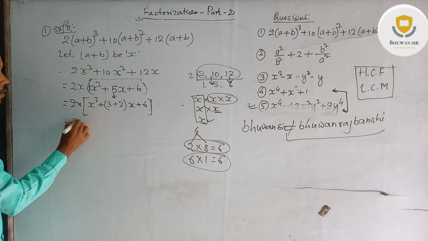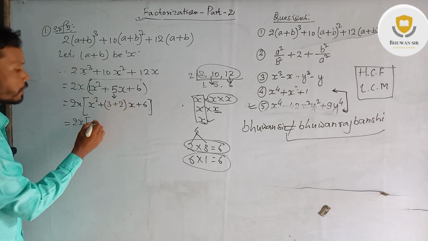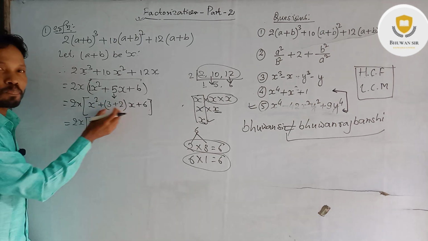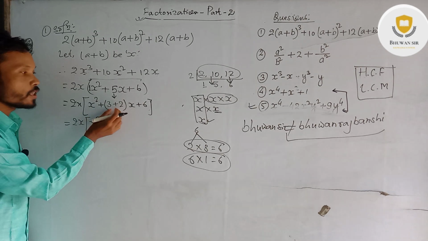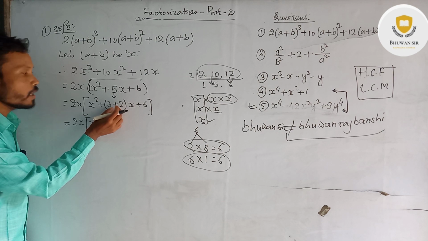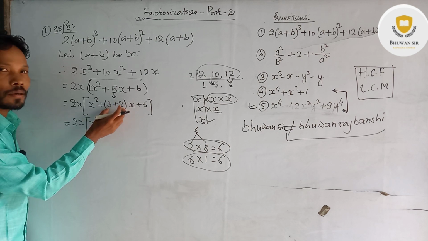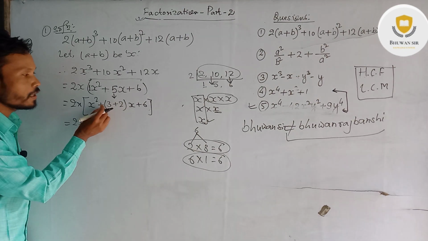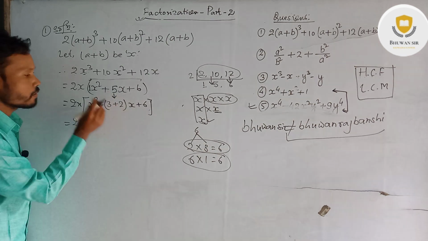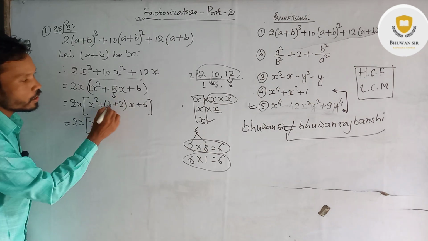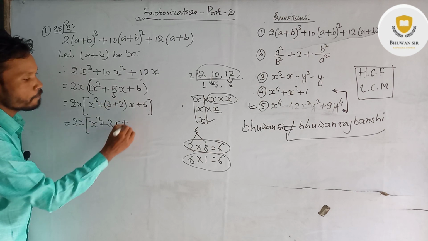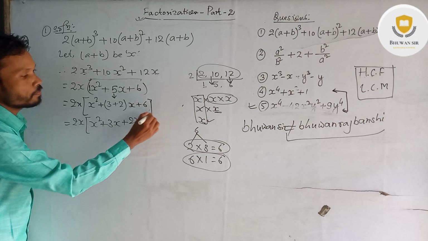Now let's see here again, 2x, remove the bracket: x square plus, while removing the bracket with a plus sign, it never changes, there is no effect on the sign. Just remember, when you are removing a bracket with a positive sign, the positive sign does not affect the other signs. So 3 into x, 3x, and this is positive so it doesn't affect, plus 2x plus 6.